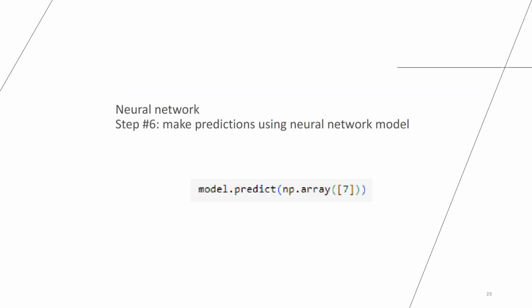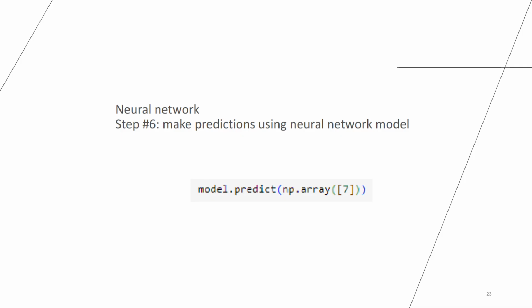After the model has finished training, we can use it to make predictions. In this step, we use the predict function of the trained model. The input we provide to the model is the value 7. This value is placed inside a NumPy array because neural networks expect inputs to be provided in array format.